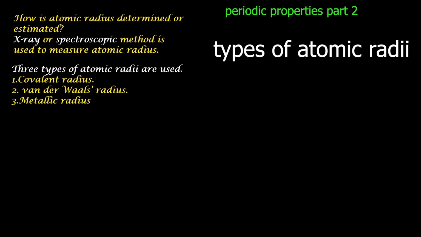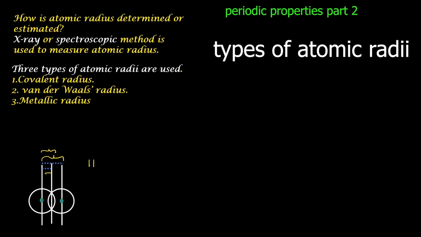What is covalent radius? I'll make it clear using this diagram. Here you see two atoms linked by covalent bond. There is clear overlapping of the orbitals of the two atoms. This is the distance between the internuclei, that is the nuclei of the two atoms, from the center of the nucleus of one atom to the center of the nucleus of the other atom. Half of this distance is the covalent radius, that is this much portion.